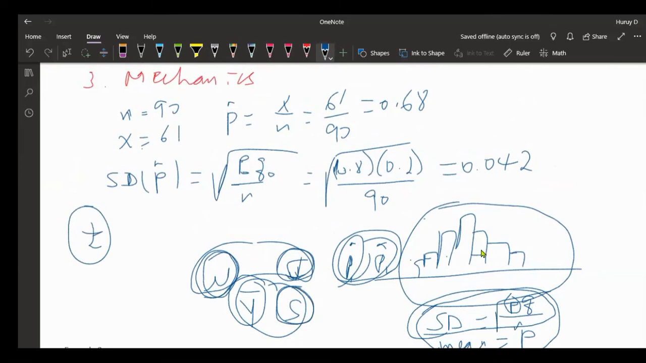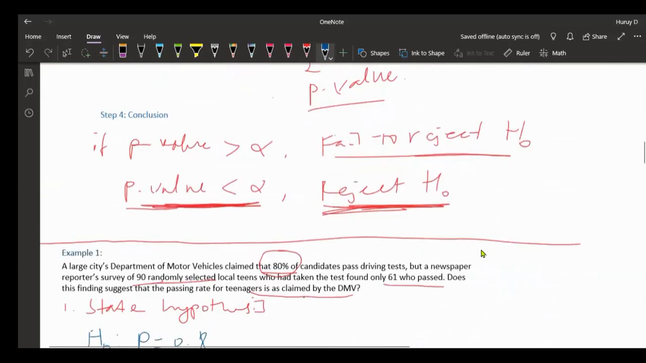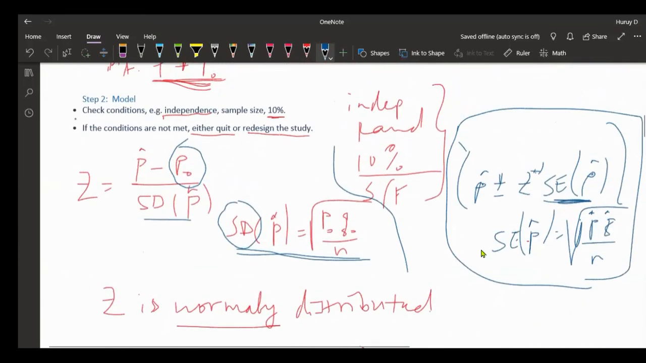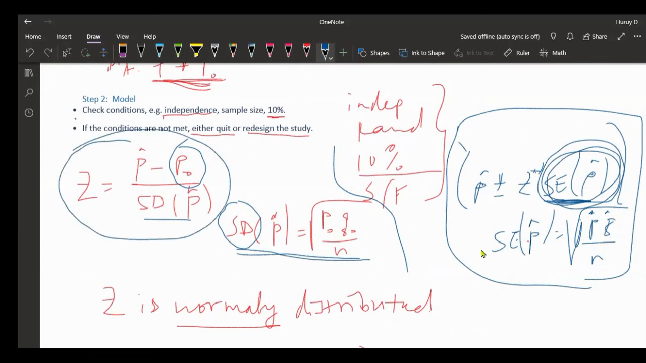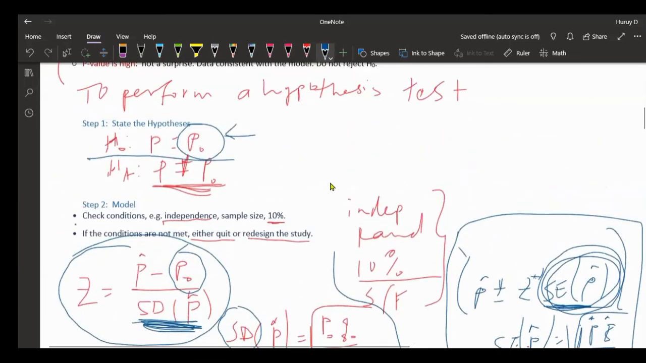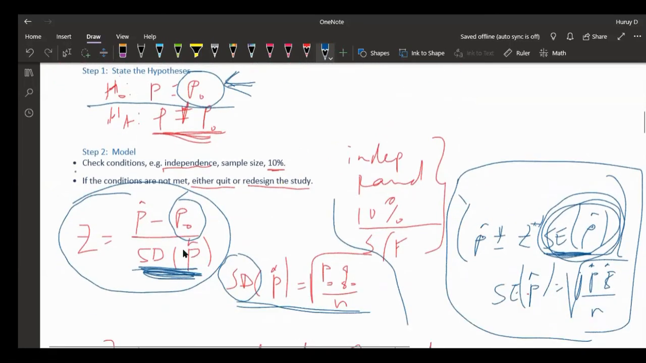So when we don't have the standard deviation, we use the standard error, because I don't have the p. But since here we have p sub naught, the claimed value, I use the standard deviation. In short, the reason is that we have the population proportion, the claimed value. So we just use the standard deviation; you don't have to use the standard error.